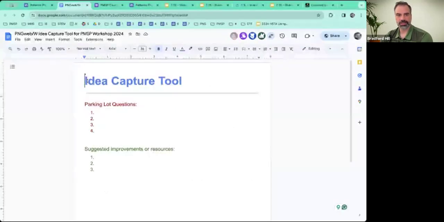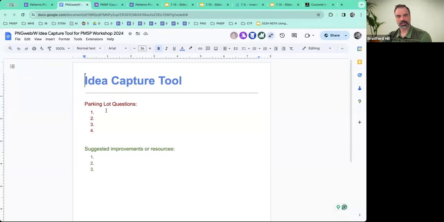Just to flash it up, here is the idea capture tool that's in the chat. If you don't have a chance, those parking lot questions, we'll make sure to answer while you're in breakout room. So we just try to get to it.